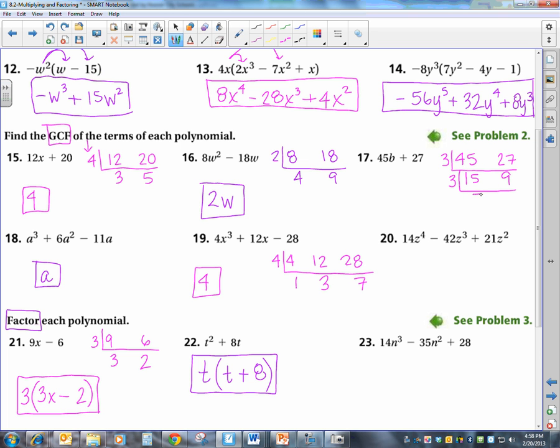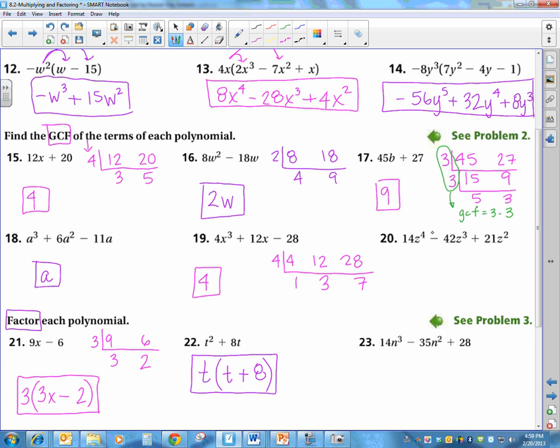3 goes into 15 5 times. 3 goes into 9 3 times. Now I have two numbers that have nothing in common. So this was a little bit different. So I'm glad we had an example like this. When you do that, however many times you bring a number out like that, that's your GCF. You multiply those things together. So my GCF in this case is 9. They don't both have a variable, so it was just 9 because I got that by multiplying 3 times 3.